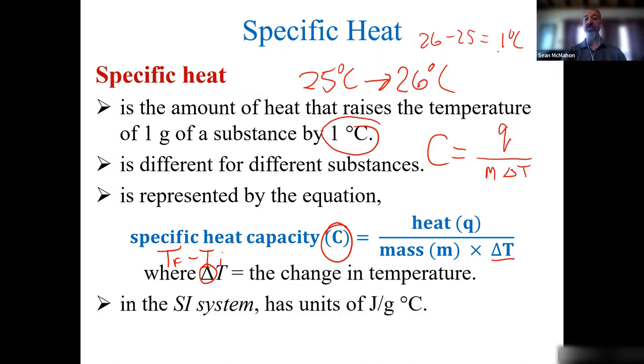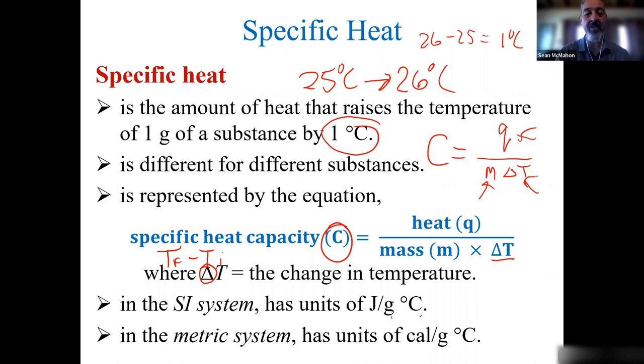In the international system of units, we use joules per gram degree Celsius because joule is a unit for heat, grams is a unit for mass, and for delta T, we use degrees Celsius. Now in the metric system, instead of joules, we're using calories. That's why we talked about before the conversion factor of 1 calorie per 4.184 joules, so that we can convert the unit of heat back and forth.